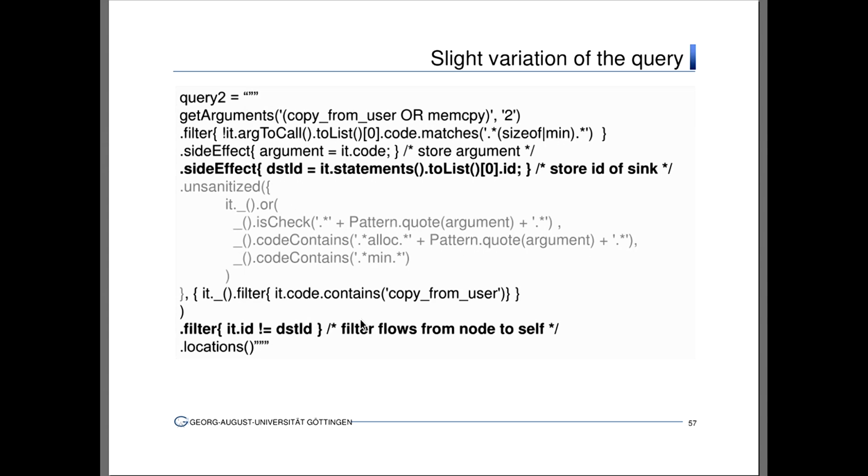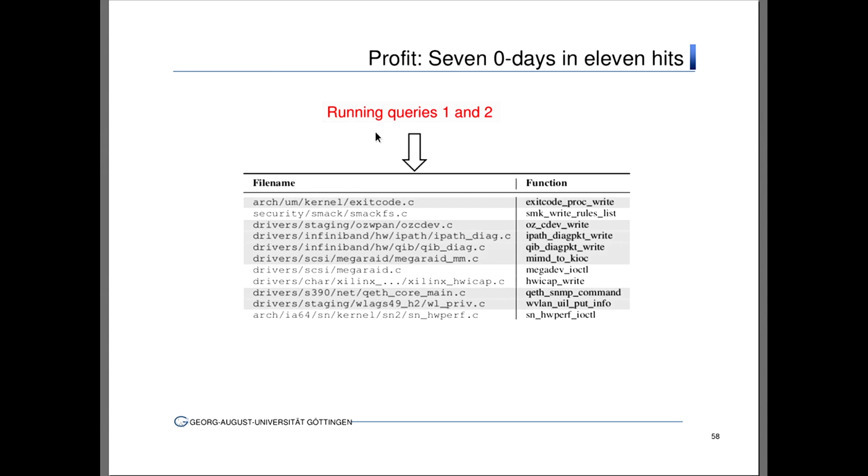And we have a similar one. We're not going to go through this in detail, but again, the unsanitized part is exactly the same. All we do now is have a slightly different characterization of the sinks and the sources, and we ran these two queries, and we had 7 0-days and 11 hits using this. So that was very cool.